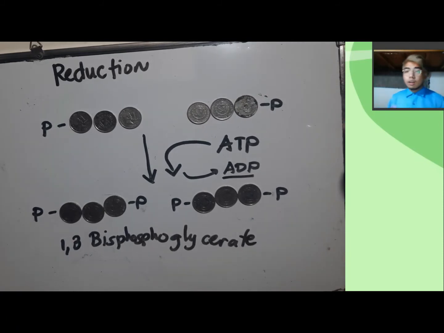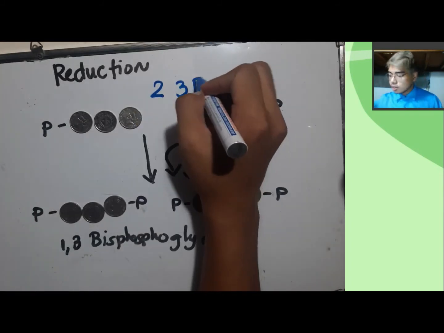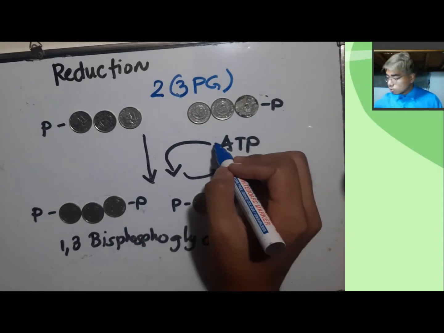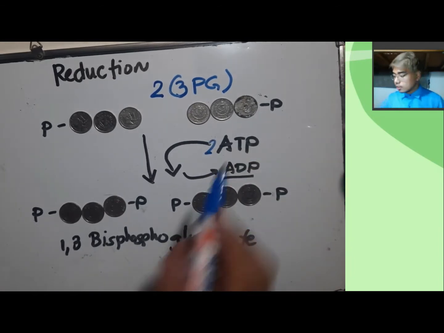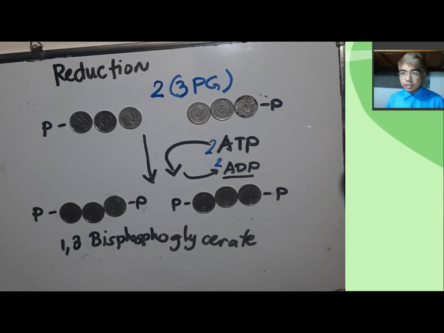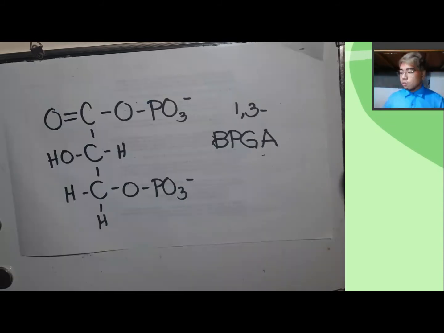1,3-bisphosphoglycerate. From the name itself, 1,3-bisphosphoglycerate, because it is happening among plants. Bisphospho because they possess 2 phosphate groups, on carbon number 1 and on carbon number 3. Okay, so from this point forward, we are going to have this process times 2. So there are 2 3-PG, then 2 adenosine triphosphate, then the release of 2 adenosine diphosphate, and the creation of 2 1,3-bisphosphoglycerate. 1,3-bisphosphoglycerate is also known as 1,3-BPGA.